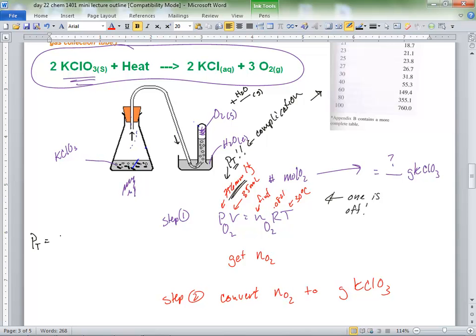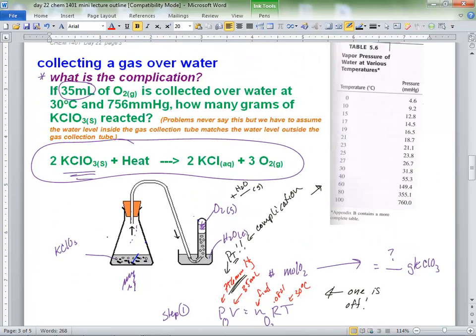PT, well, you could write it first, PA plus PB. Okay, fine. PT is PO2 plus P what, everybody? H2O, we identified. Okay, my total pressure we know. What number do I subtract to get PO2? 31.8. Good.